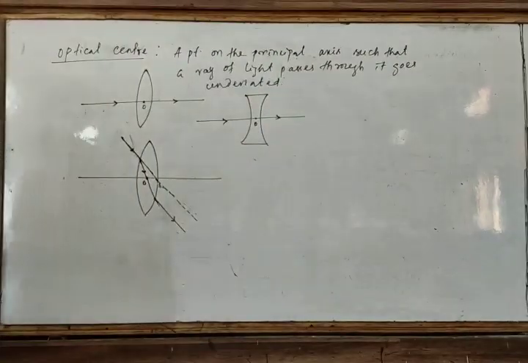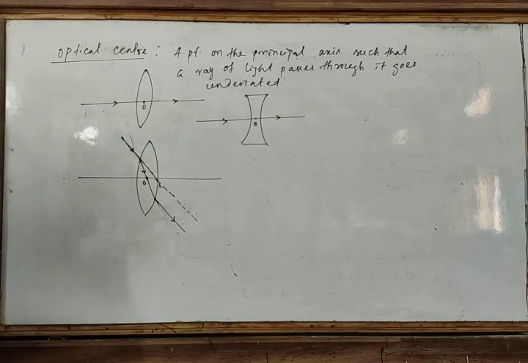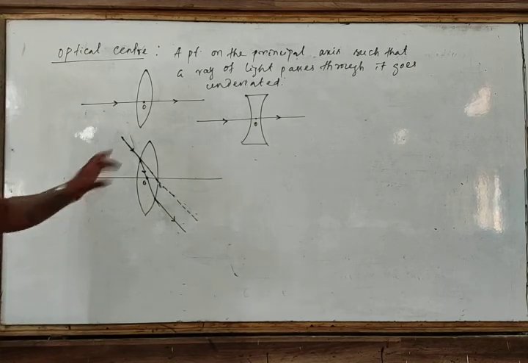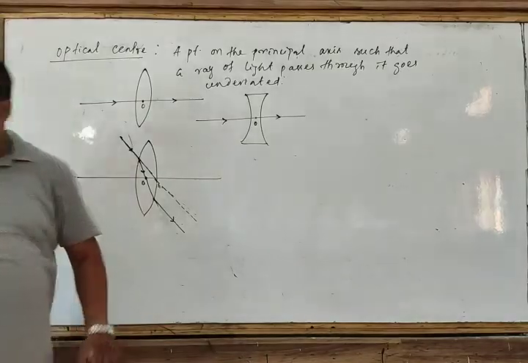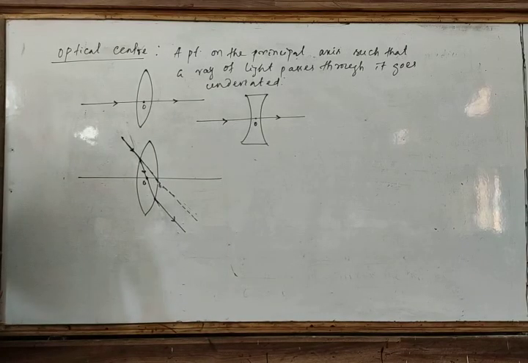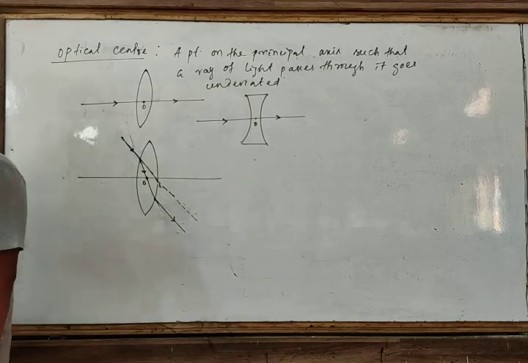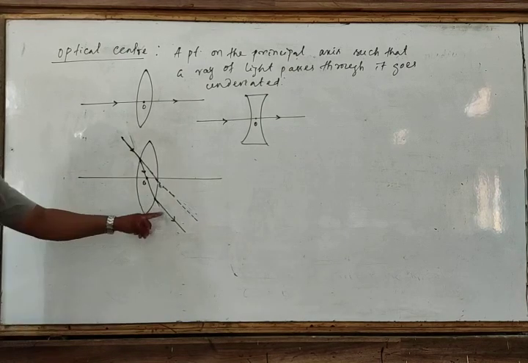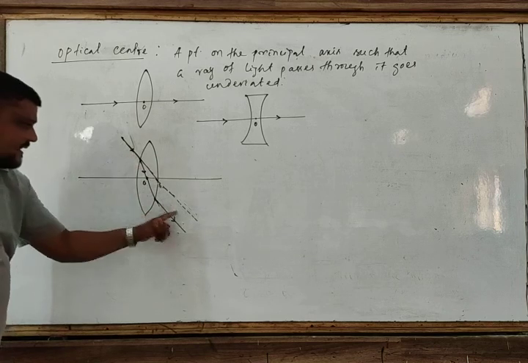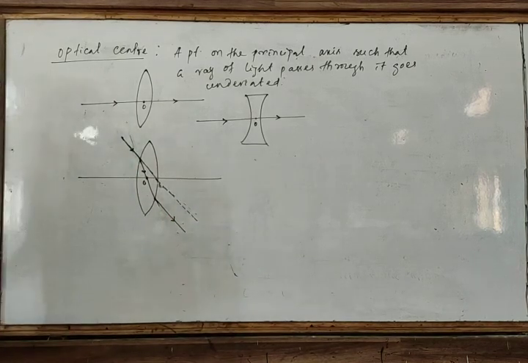Again I am repeating. It is a point lying on the principal axis such that a ray of light whose refracted path passes through that point will have its emergent path parallel to the direction of the incident ray, the actual line of action of the incident ray. This is the emergent ray. So this is the optical center we will use here.